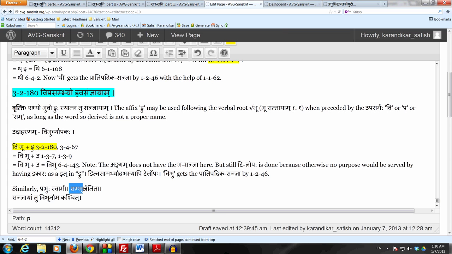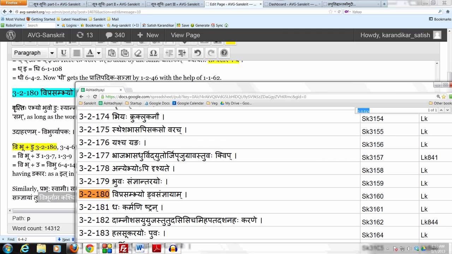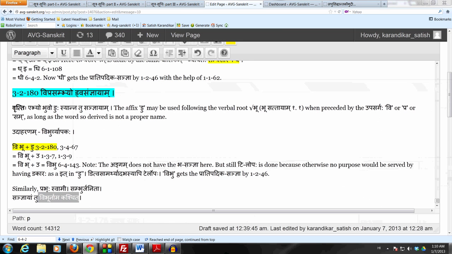Now the sutram says asanjnayam, so the condition is that we should not be deriving a proper name. So if you have somebody whose name is vibhu, then in that case we cannot use this affix du. We have to use the affix kvip, but the prior sutram 3.2.179, which says bhuvah sanjnantarayoh, that prescribes the affix kvip when a proper name is being derived. So at that time we will not get the form vibhu, but we'll get the form vibhuh if that is somebody's name. It's a proper name. So that is why we have to be careful of this condition of asanjnayam.